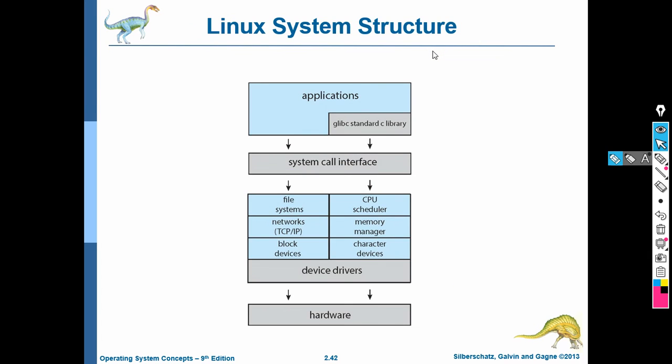If you look at the Linux system structure, at the bottom you find the hardware. Then you have the device drivers, right? Above which you find the file system. On the other side you find the CPU scheduler, memory manager, character device, and then you have a system call interface. These system call interfaces are going to be opened with the help of certain APIs as part of the libraries, and then you find the user.